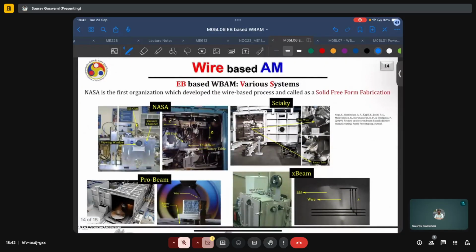And as we mentioned, because of the various advantages, such as the high deposition rates and very high deflection speeds of the electron beam, wire AM processes have already been commercialized and put to use. NASA is among the first organizations which developed a wire-based process and called it solid freeform fabrication. The images of such a technology are given here.